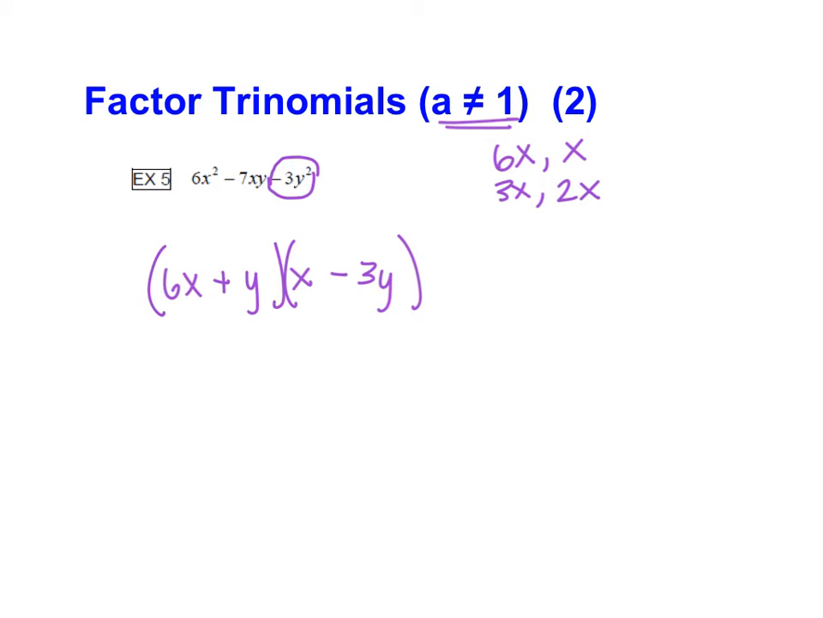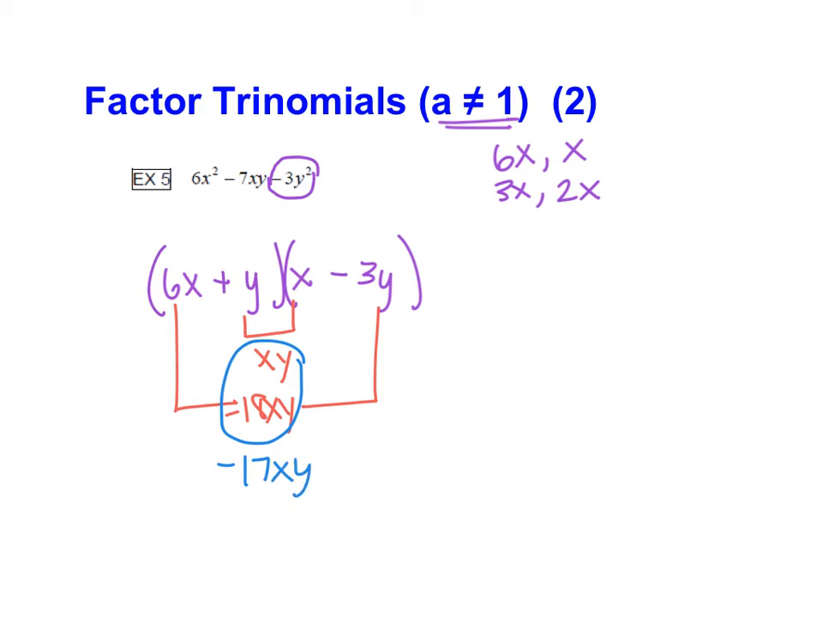All right, so let's check. We multiply the ones in the middle. Y times x is xy. We multiply these on the outside. 6x times a negative 3y is a negative 18xy. And then we combine our middle terms. Combine those, you get negative 17xy. All right, that did not work out because we're trying to find a negative 7xy.